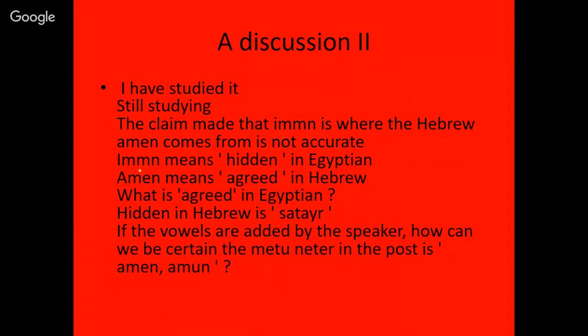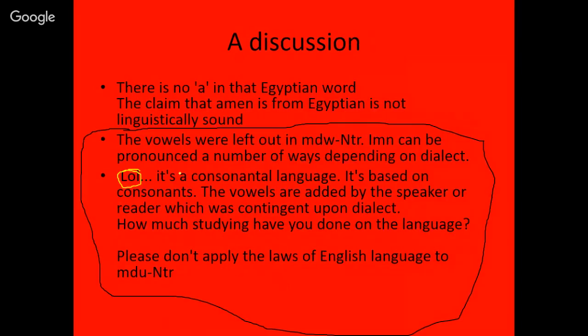If the vowels are added by the speaker, how can we be certain the metuneter in the post is Amen or Amun? See, what I'm asking, if you look at the person's stance right here, it says it's a consonantal language. It's based on consonants. The vowels are added by the speaker or reader.